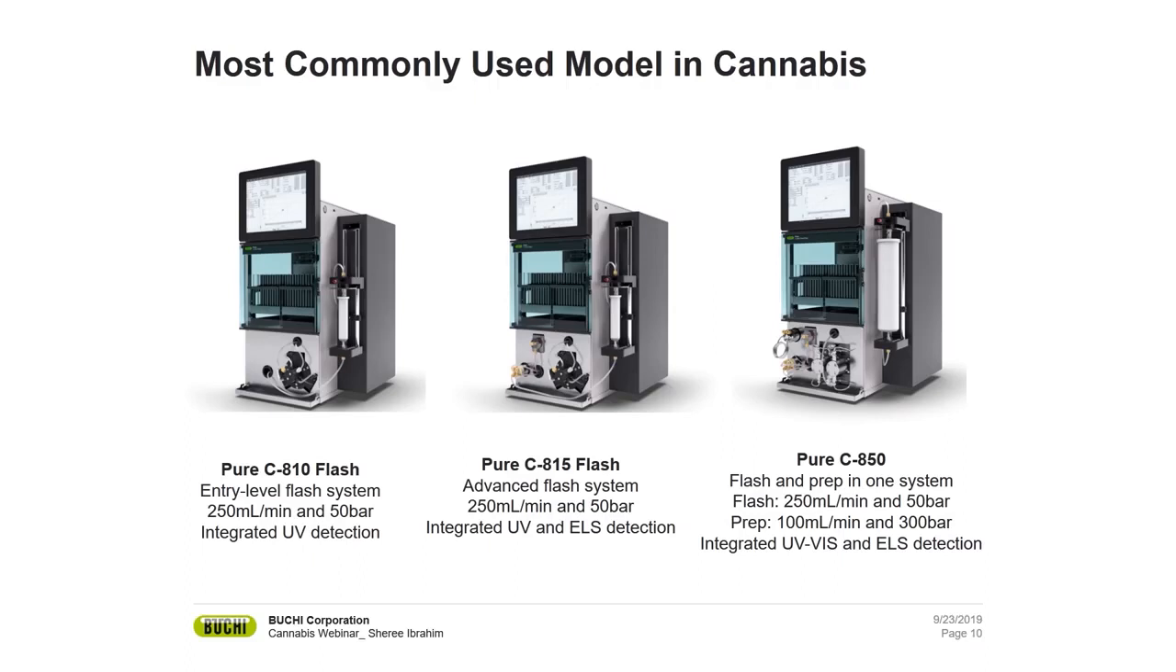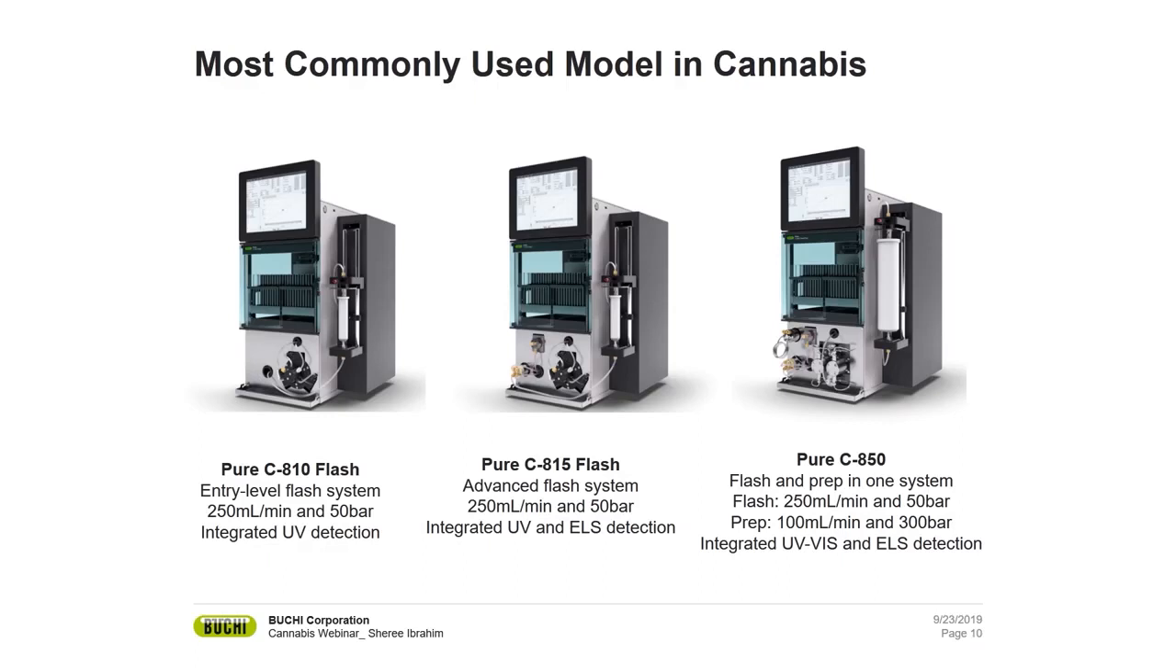Our next model is the C815. It is a flash chromatography system. It has a UV and an ELSD detector. We will talk later about what the ELSD detector is used for. Same flow rate, 250 mils per minute, 50 bar.